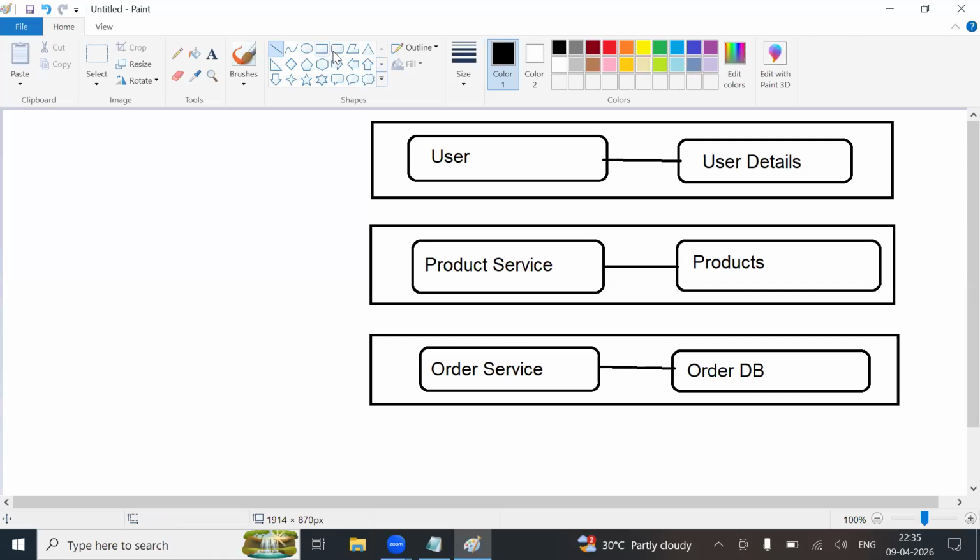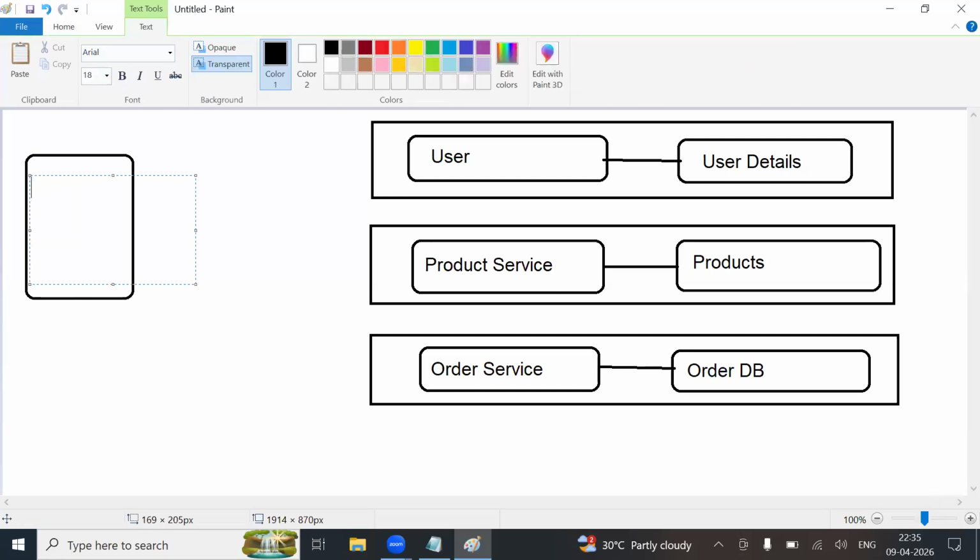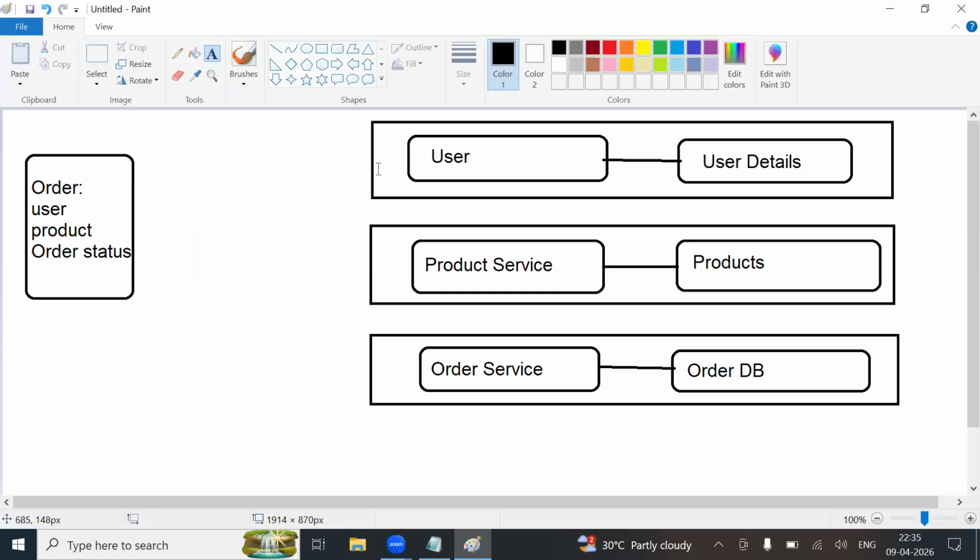Now I have a client here. He wants to make an order request. When you make an order, first what details will he pass? He will pass user details, a list of products, and order status. This is the request you are making. So how do I connect all these independent services in a single call and make sure it works? That is your question, right?